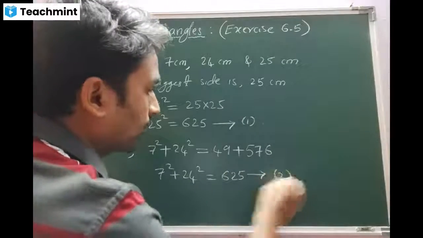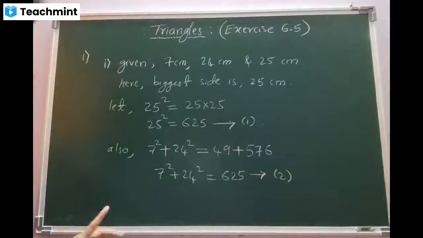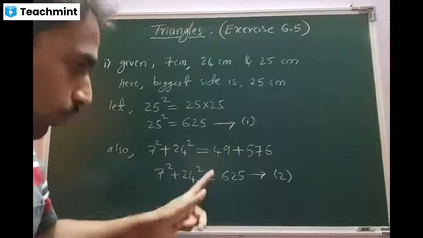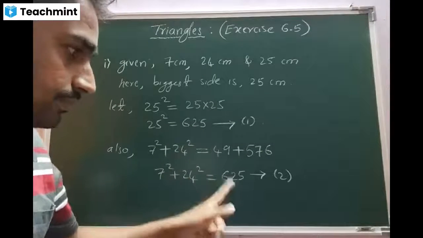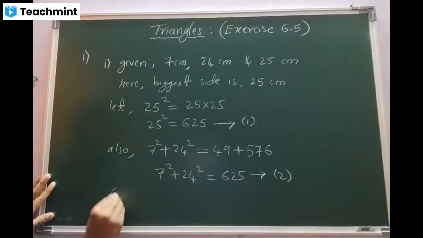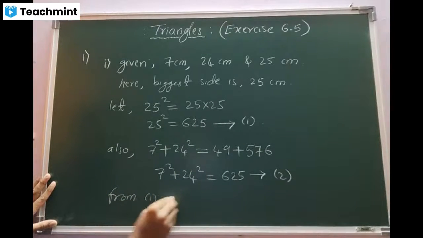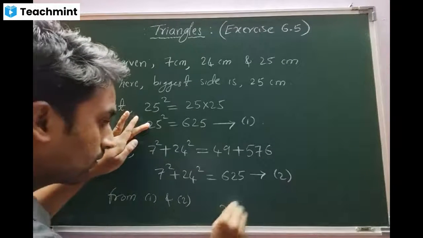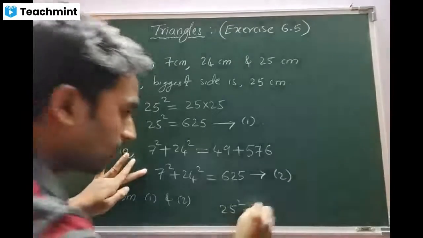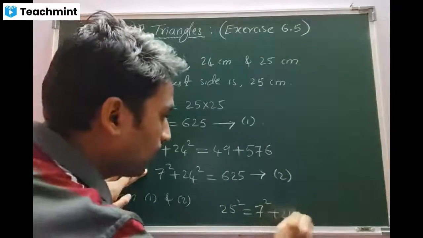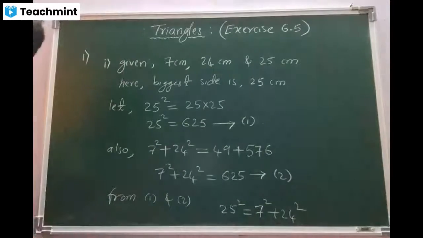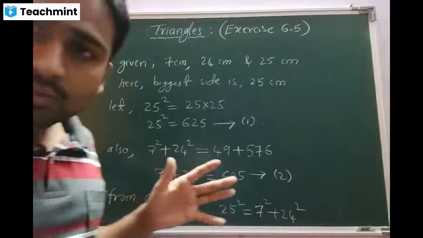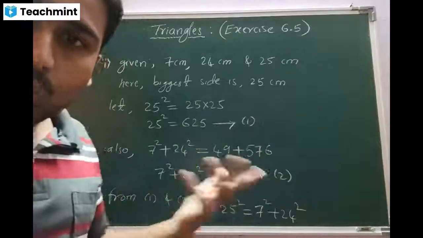625, sir. 25 square, equation number 2. Now compare, beta, equation 1 and 2. Whether the answers are same? Yes, sir. From 1 and 2, beta, we can write 25 square is equal to 7 square plus 24 square. Correct, beta? Yes, sir.